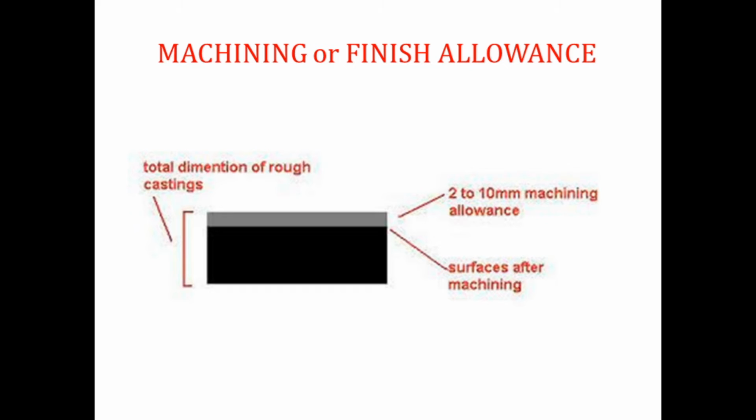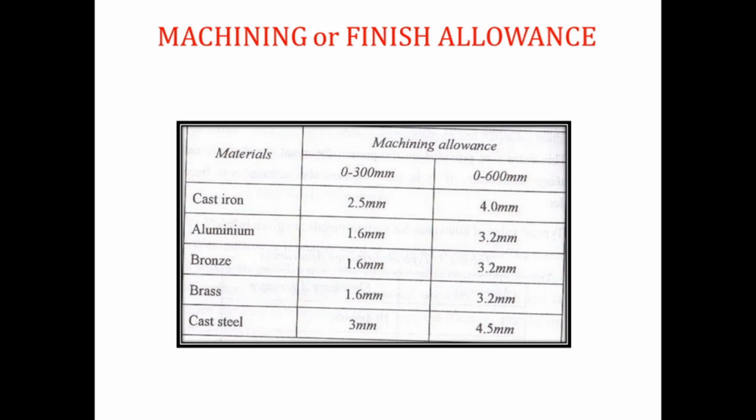Machining or finishing allowance. It is extra material provided on certain details of a casting so that the casting may be machined to exact dimensions. The machining allowance depends upon several factors like casting process, size of casting, degree of finish, machining methods. So the table shows the machining allowances of various dimensions with respect to materials.